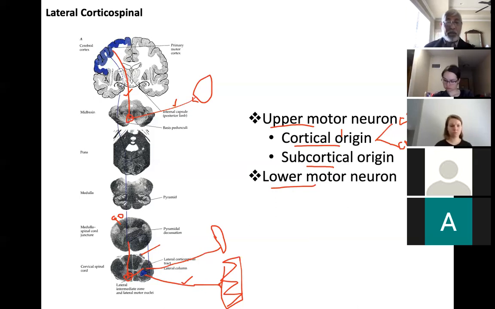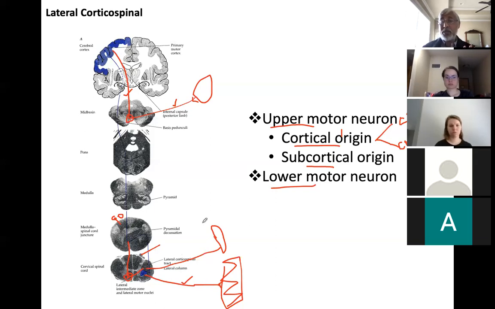So for this muscle, lateral corticospinal, it decussated in the medulla and then came to the spinal cord, and from the spinal cord, the lower motor neuron begins and goes to the muscle. And this one remained on the same side. It didn't cross in the medulla. But if it has to go from here to the muscle, at that level, it will decussate.